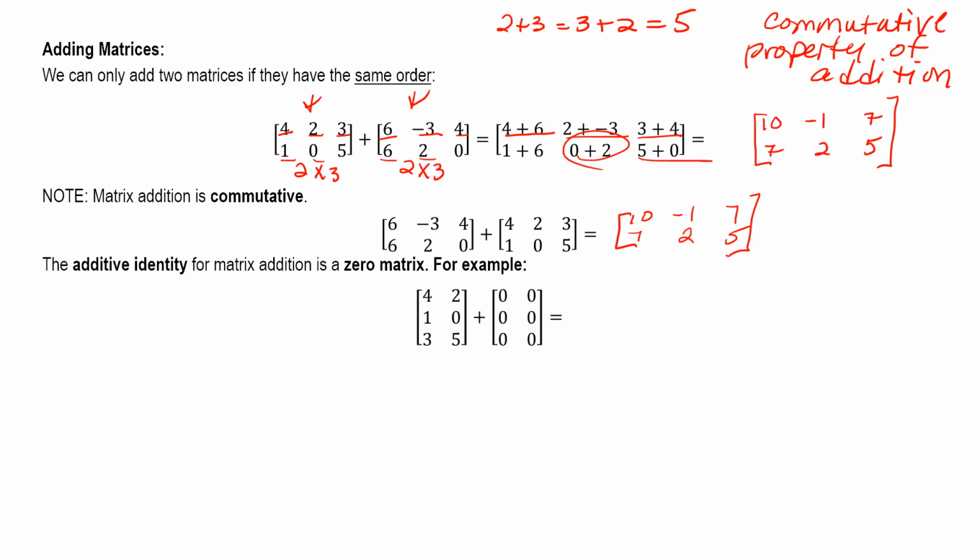The additive identity for matrix addition is what is called a zero matrix. So remember, when you're adding real numbers, the identity is 0, because if you add a number to 0, the number doesn't change. It keeps its identity. So 0 is called the additive identity. Well, in matrix addition, you also have an additive identity, and that is a 0 matrix of the same order as the matrix you're adding to it. So if you add this matrix to a 0 matrix, you get the same thing you had before, because you're just adding 0 to each element.